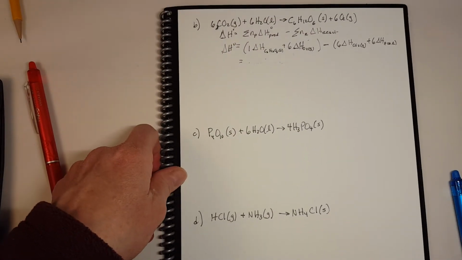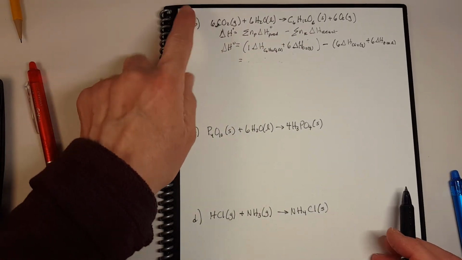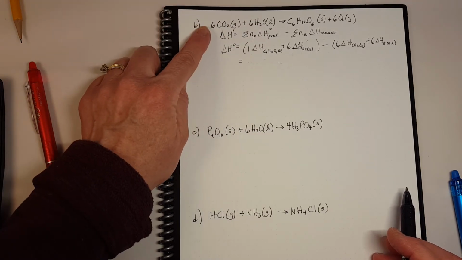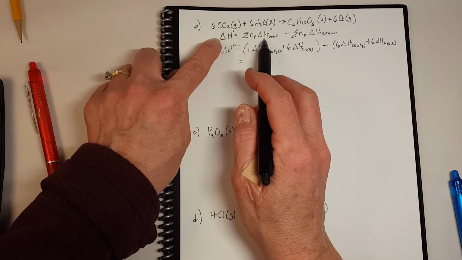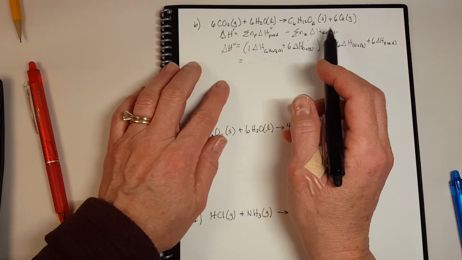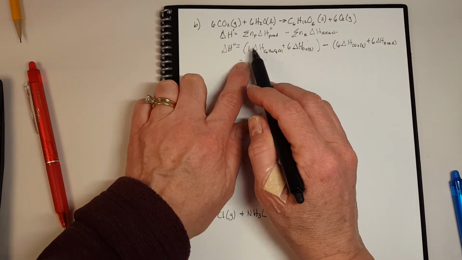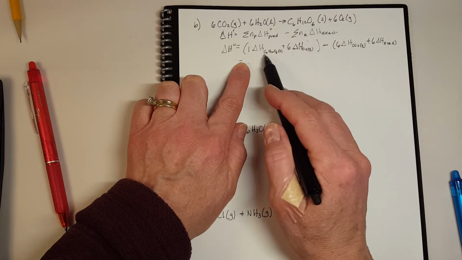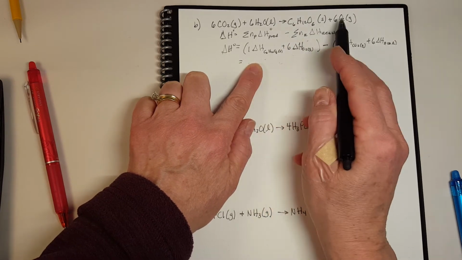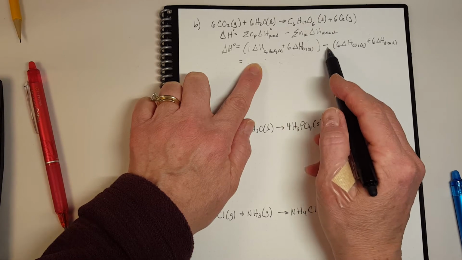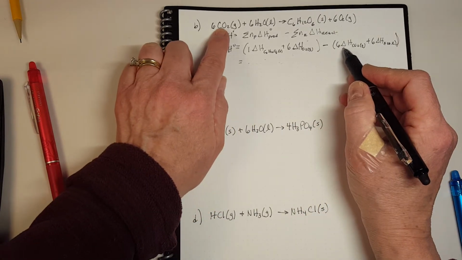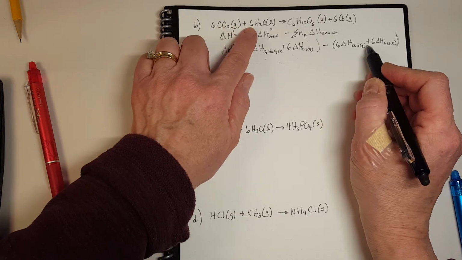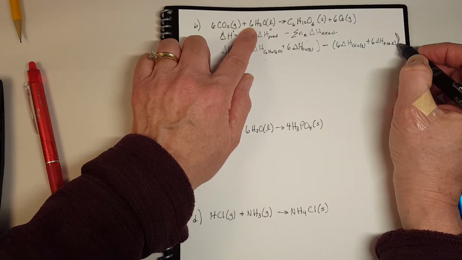Part B. 6CO2, we have this reaction here. And to find the delta H, we're going to do the product delta H's minus the reactant delta H's. And so I just wrote them down as 1 C6H12O6, delta H of that, plus 6 of the delta H of O2, minus, and then in parentheses, 6 of the delta H of the CO2, plus 6 of the delta H of the H2O liquid.